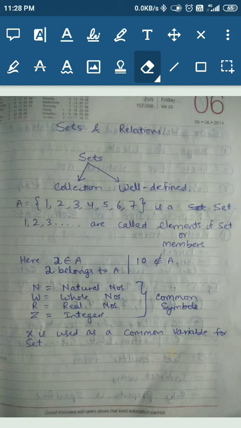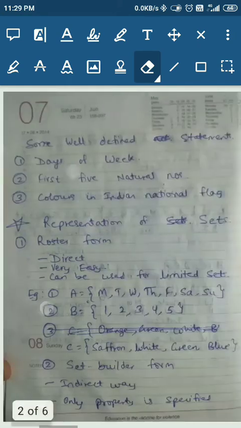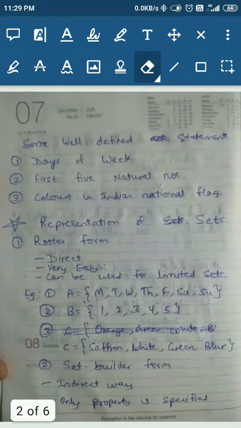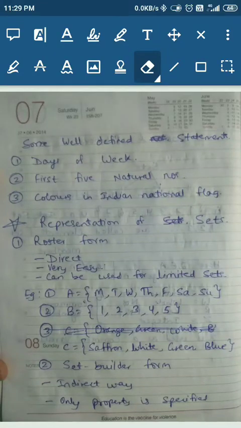Okay, some common symbols that we use: N for natural numbers, W for whole numbers, R for real numbers, and Z for integers. And X is used most commonly as a variable. You can use other variables as well, like Y. You can use Z also. Anything. These are some of the well defined statements: days of the week, first five natural numbers, and colors in the national flag, the Indian national flag.